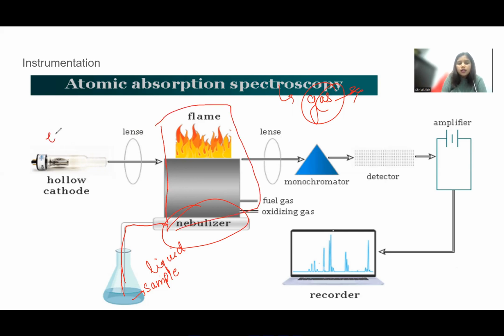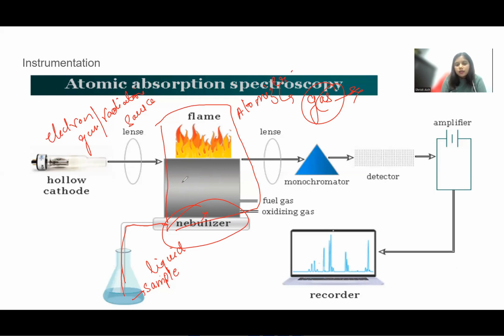First one is your electron gun or radiation source. Second one is your atomizer. It converts liquid into gaseous atoms. Now here our sample is there, in solution form, and it will come to the nebulizer.